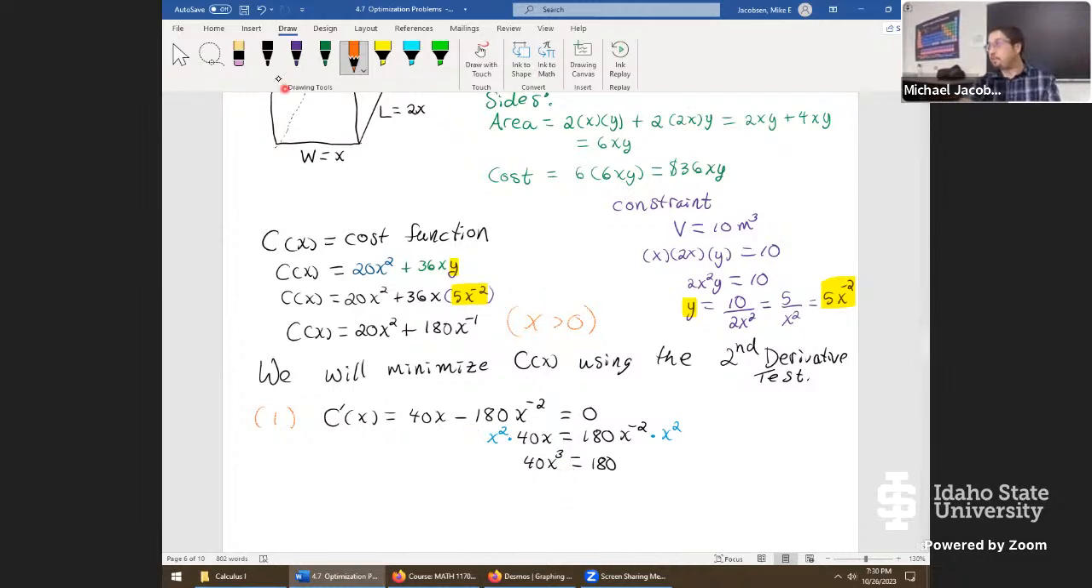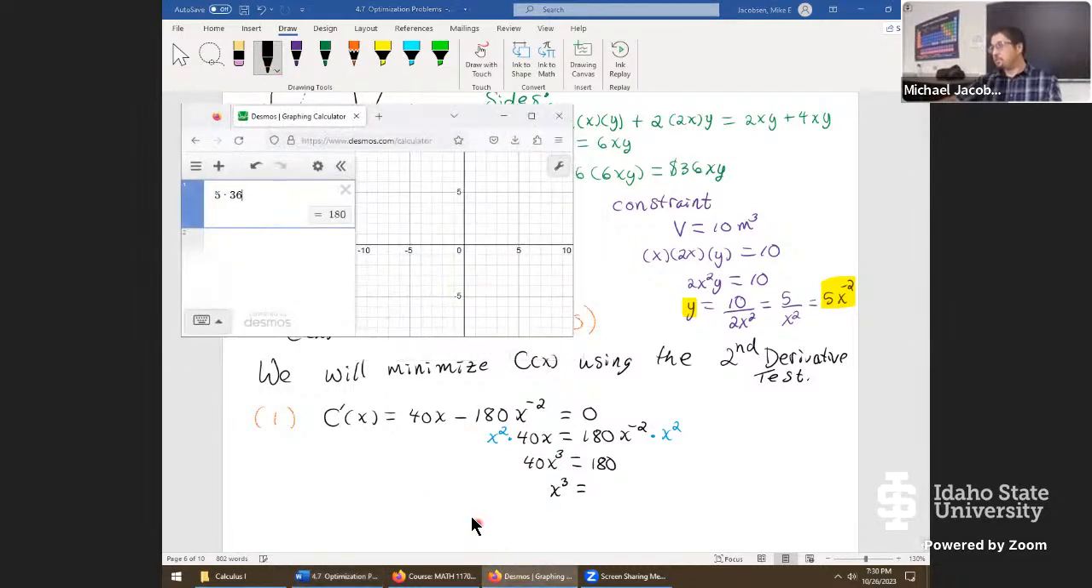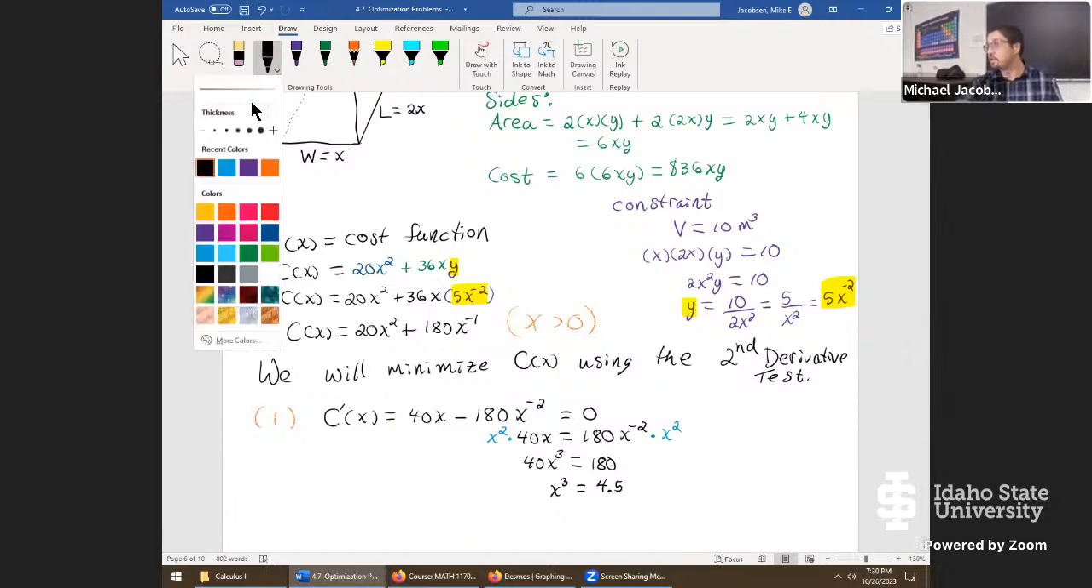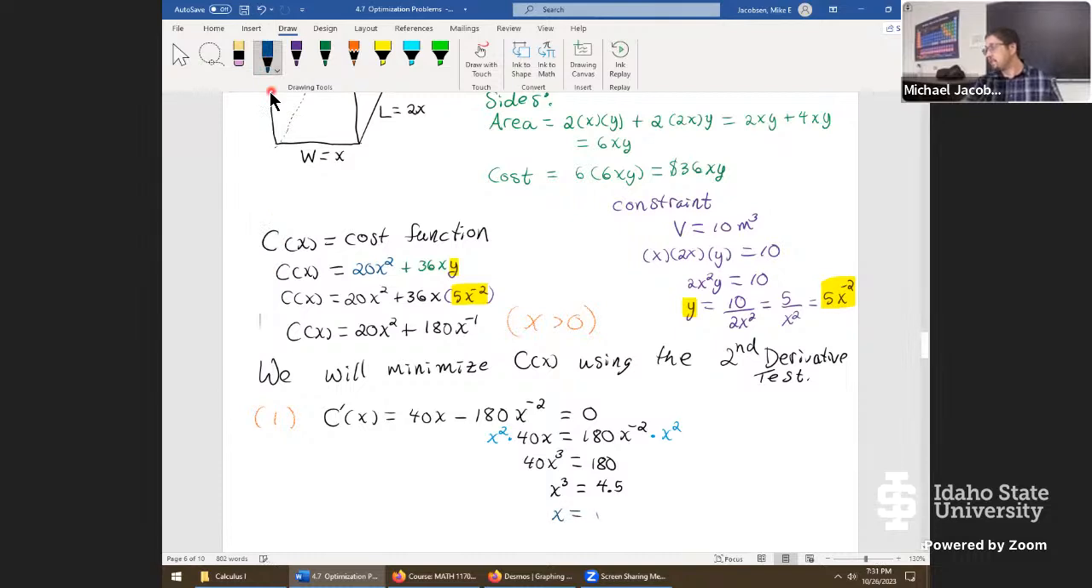So now over here, divide by 40. Let's let Desmos do the lifting on that. We have 180 over 40 for a 4.5. Take the cube root of both sides of that equation, and now x equals cube root of 4.5 is the critical number of c of x, our cost function.